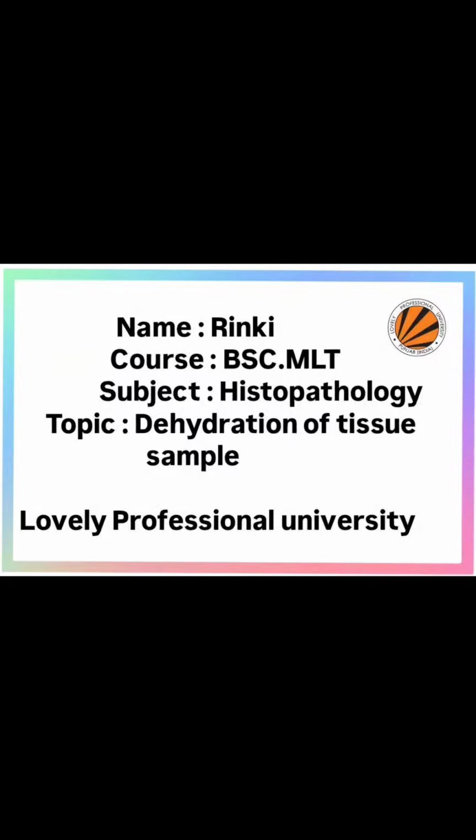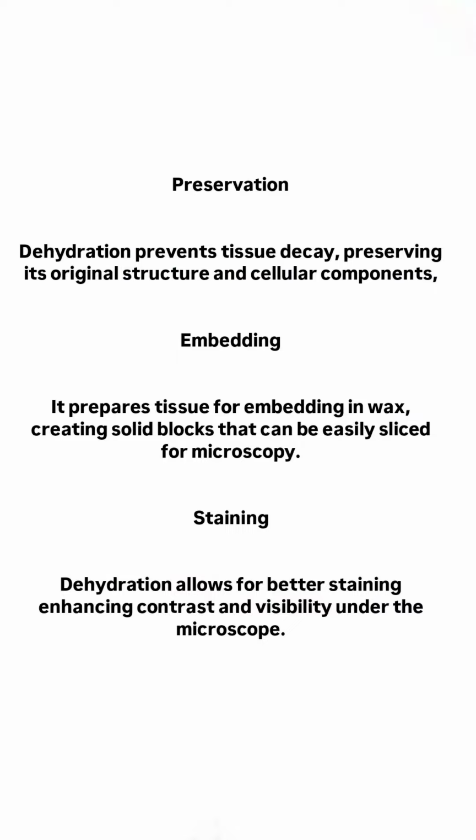Today I'm going to perform the dehydration of a tissue sample. Dehydration is done to remove the water from the tissue sample. Basically, it prevents the tissue from decaying and preserves its original structure and cellular components. It helps for embedding the tissue in wax.